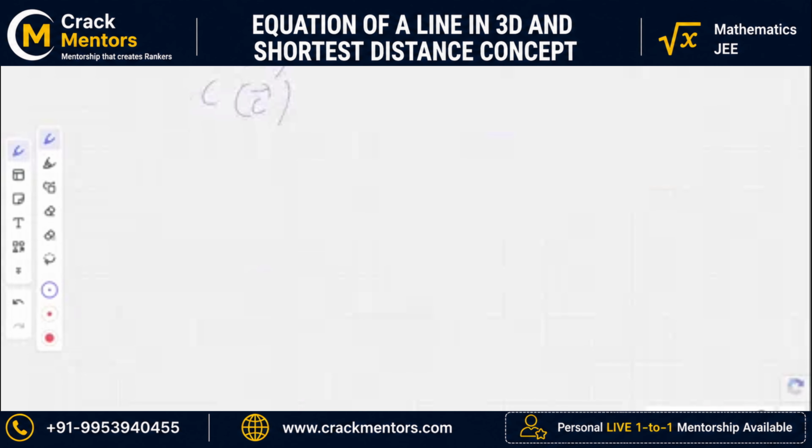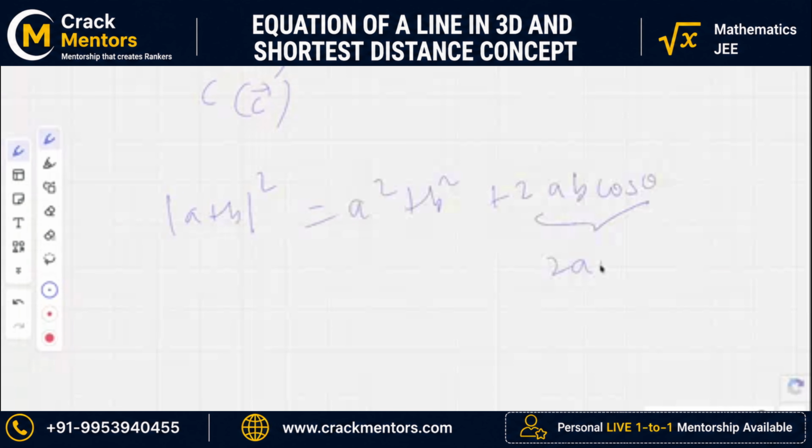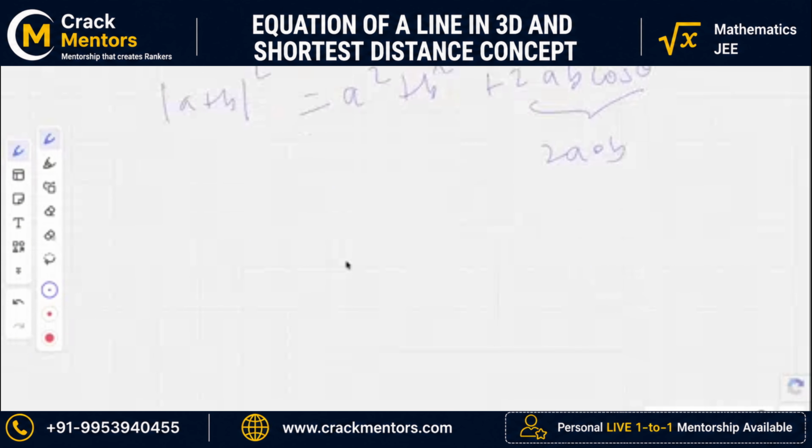So this was told in straight line also. Now you know this thing. Generally we don't work with magnitude, we always square it. That's why we are squaring, because we have to get rid of the square roots. That is a square plus b square plus 2ab cos theta. You can write this thing as 2a dot b. Similarly for a minus b square and everything.